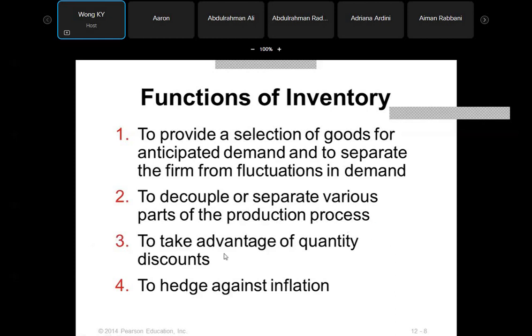Okay, number three, to take advantage of quantity discounts. So if you order inventory in a large quantity, sometimes the supplier may give you discount. Okay, sometimes. So that's a function of inventory. That's a function of having a high level of inventory because you want to take advantage of quantity discount. And the fourth function is to hedge against inflation. Okay, to hedge against inflation is to protect against inflation. I think this is similar to point number one that I've explained.